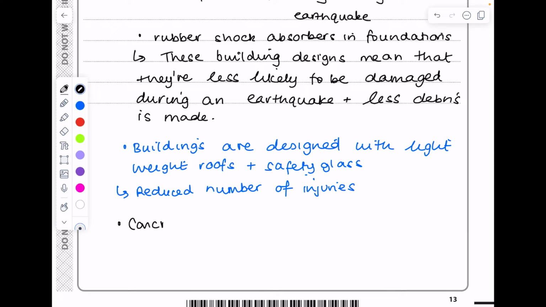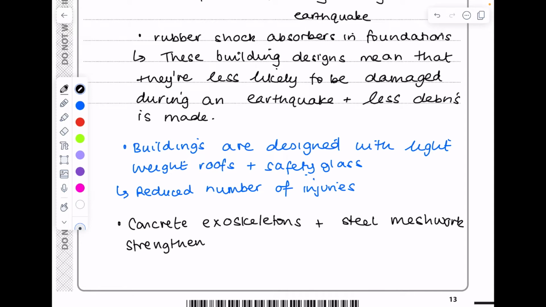You've got things like concrete exoskeletons and steel meshwork. These strengthen buildings and help reduce the likelihood of them collapsing.